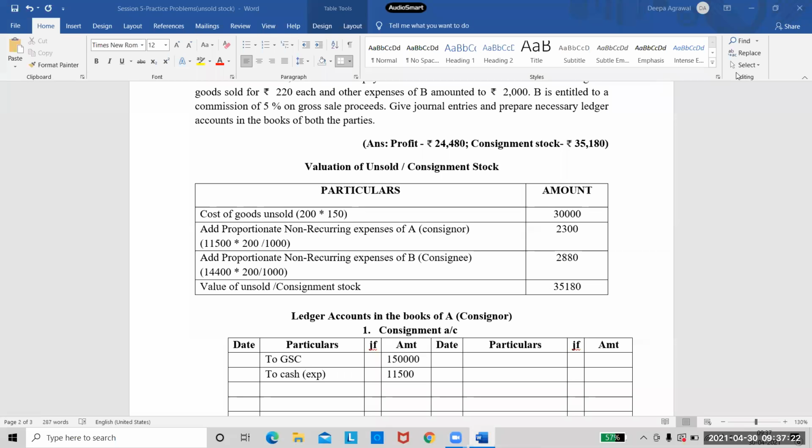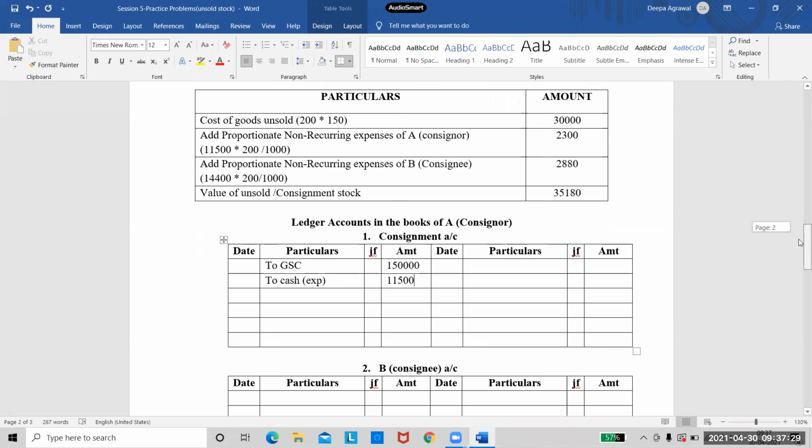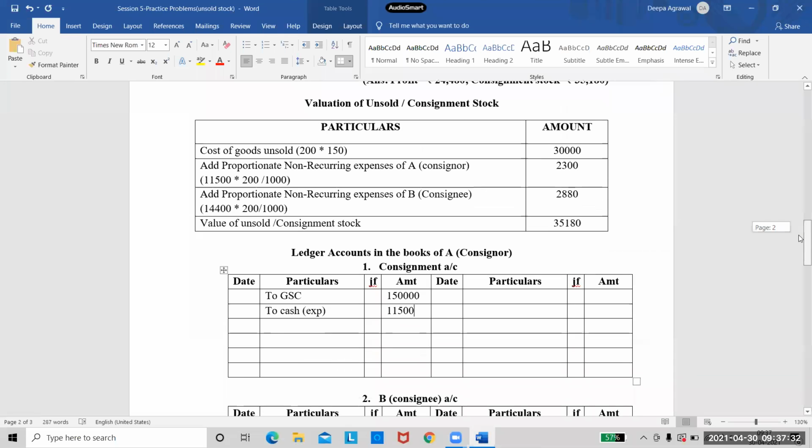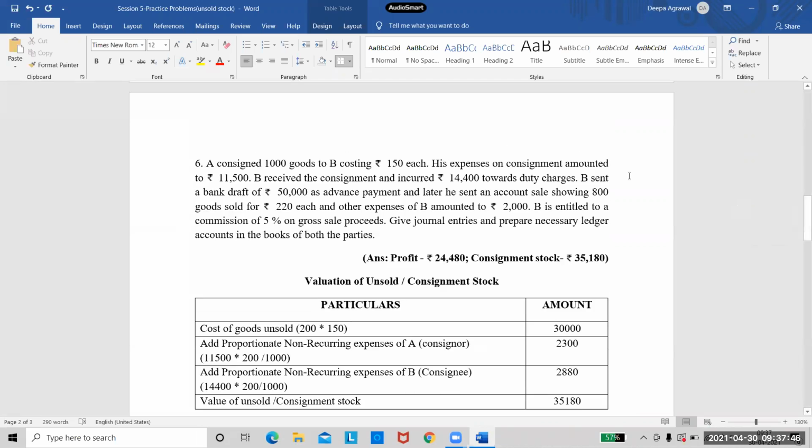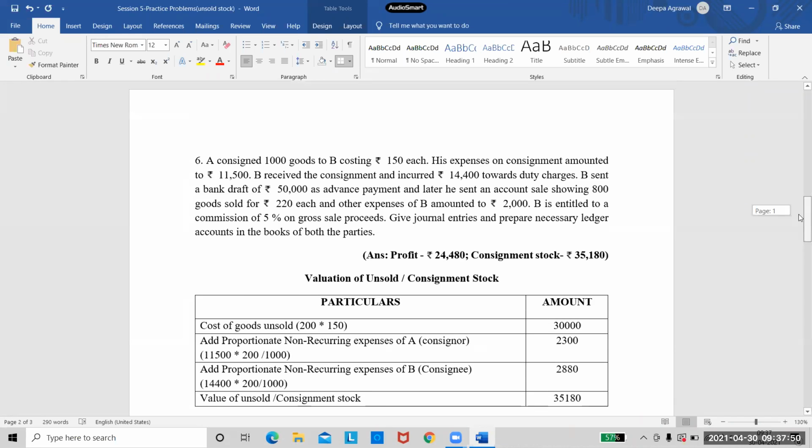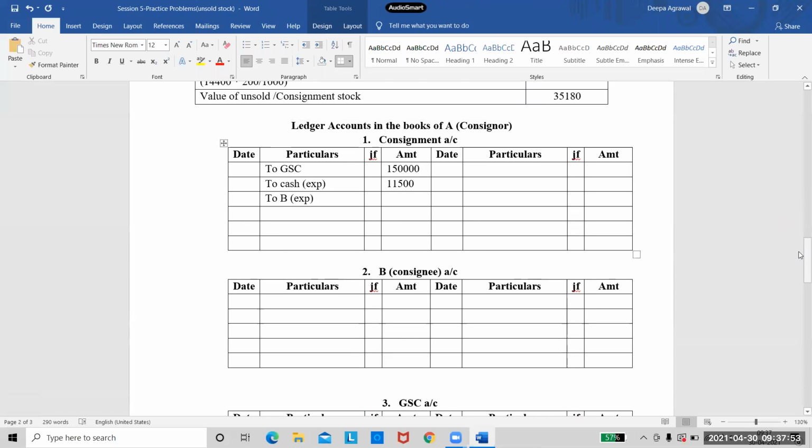Okay. So after that, third entry is for the advance. But advance, we do not take it in consignment account. We will consider the advance when we are doing the consignee's account. Right? The step number 4 is considering the expenses of consignee. So again, come back to debit side. So here we'll write as to B in brackets expenses because consignee is incurring them. And his, you have to take the total expenses. So first one is 14,400 plus other expenses are 2,000. Totally 16,400 is the expenses of consignee.